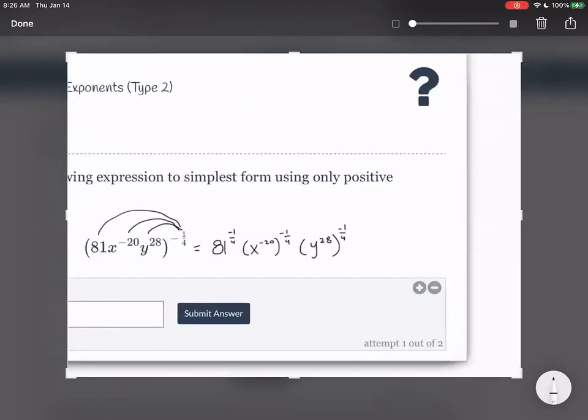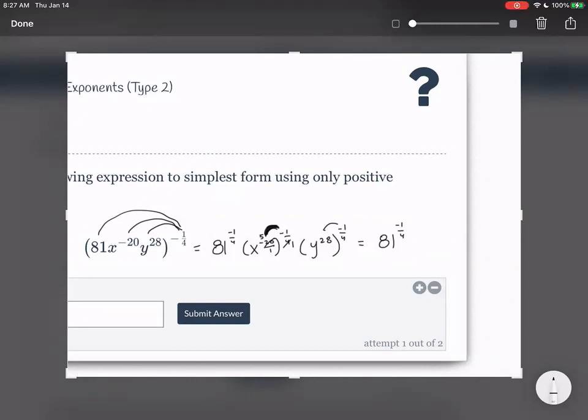Now let's do the x's and the y pieces first, just because I think it's easier if we do that. So we have 81 to the power of negative 1/4. And then with these x pieces, we're going to multiply them. So negative 20 is negative 20 over 1. So negative 20 times negative 1 over 4. Let's cancel out the 20 and the 4 because those are simplifiable. 20 divided by 4 can make us have 5 and a 1. So now it becomes negative 5 over 1 and negative 1 over 1 that we're multiplying.